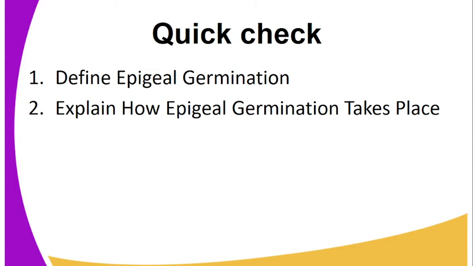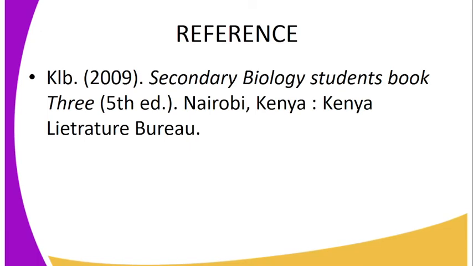It's the type of germination whereby what? The cotyledons are pushed above the ground. The cotyledons are done what? Pushed above the ground. If you have to forget everything, just remember that cotyledons are pushed above the ground, because the hypocotyl grows, the hypocotyl lengthens. Now the second question is, explain how epigeal germination takes place. In reference, you can study Secondary Biology, Student Book 3.